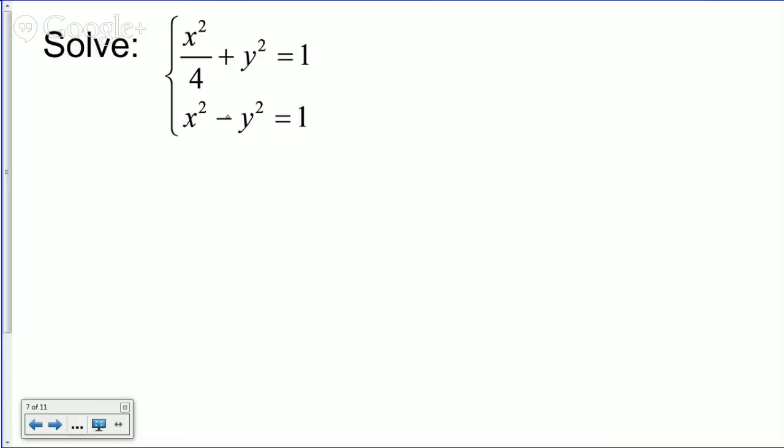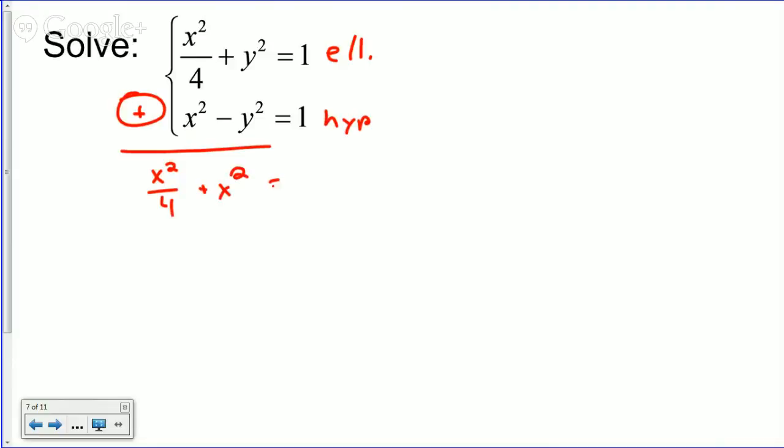All right, so here, notice the minus sign with the squareds and a 1. So that's going to be a hyperbola. Here I've got a plus, I got a 1, and I got a number over here. So this is going to be the ellipse. Okay, so I got a hyperbola and ellipse. So how are they interacting? So notice here I can cancel those by addition. So I have x squared over 4 plus x squared equals 2.